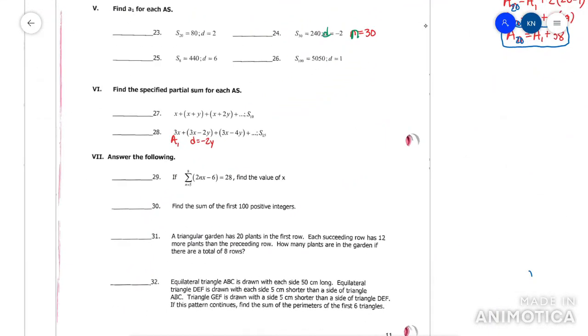Here's what it's going to look like. Use equation 1 first. So A of 15 is what I'm trying to find. I know my first term is 3x. I know my rate is negative 2y. And I'm looking for the number 15.